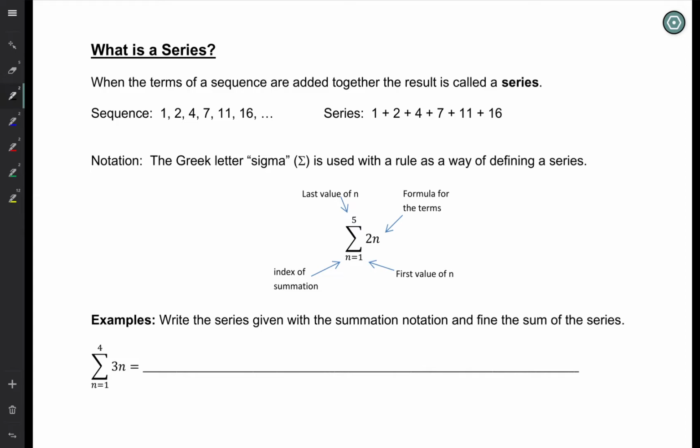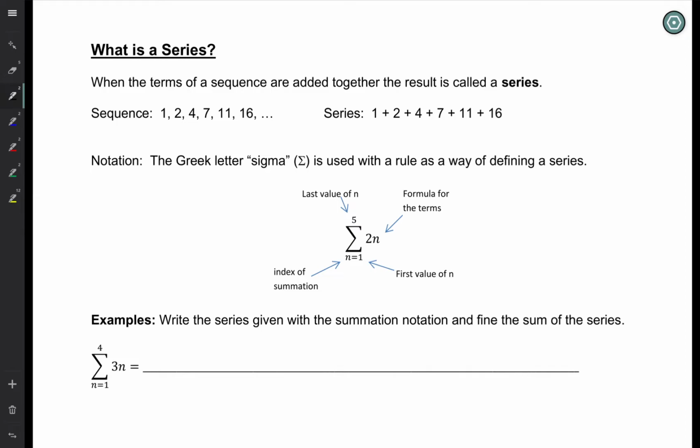When you take the terms of a sequence and add them all together, the result is called a series. A series is really just a sequence where you added everything together. For example, if I am given the sequence 1, 2, 4, 7, 11, 16, if I change it into 1 plus 2 plus 4 plus 7 plus 11 plus 16, it goes from a sequence to a series.